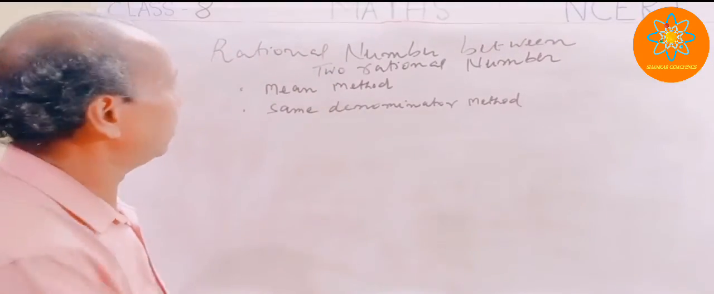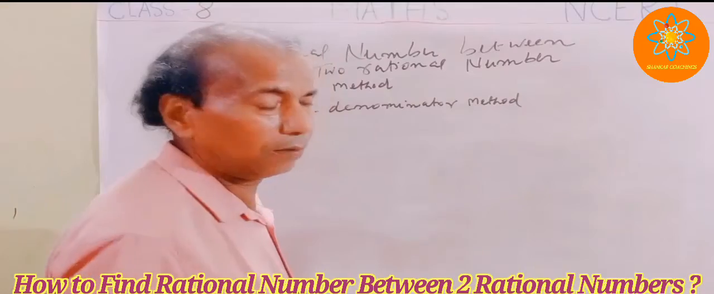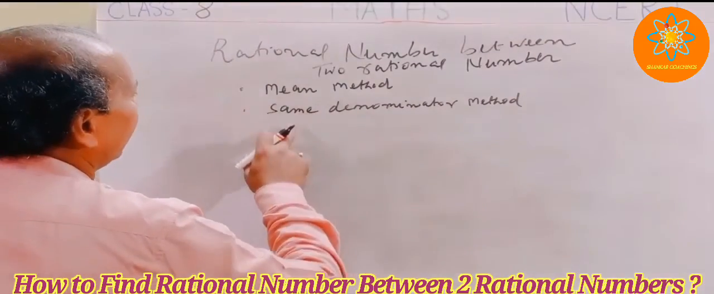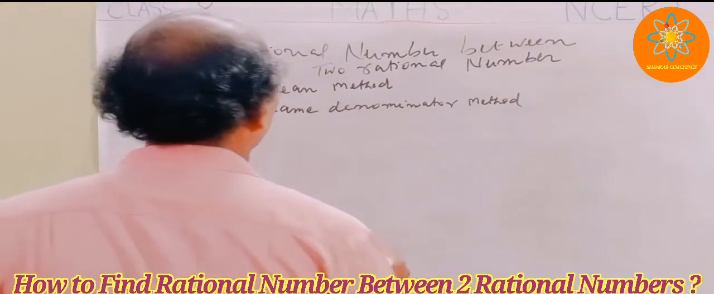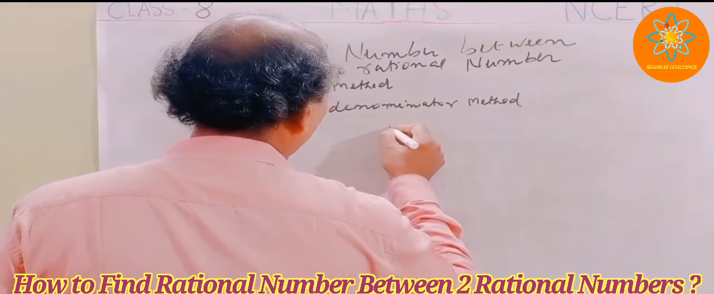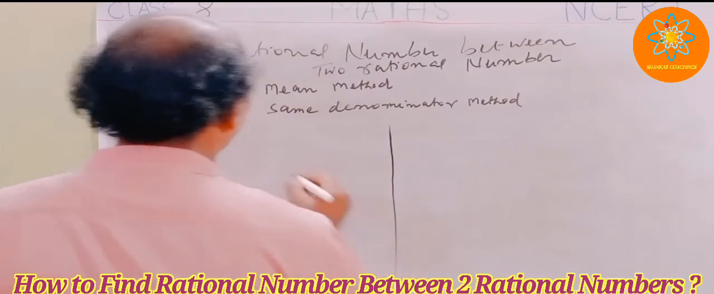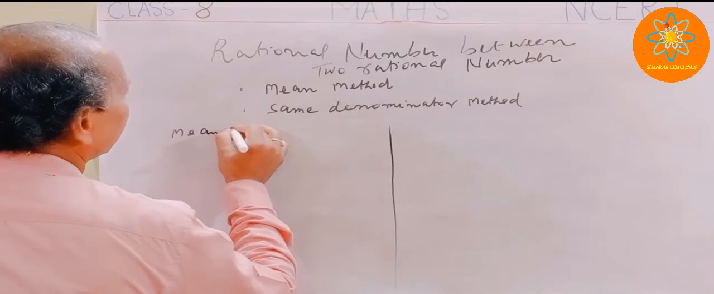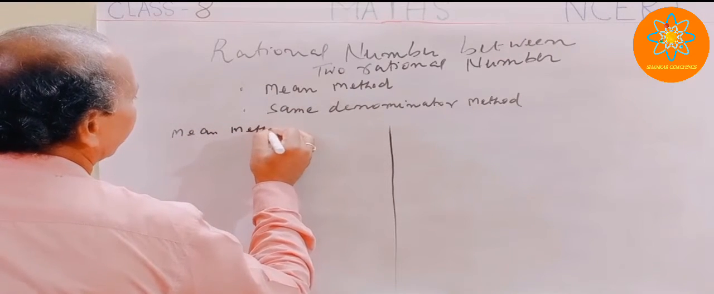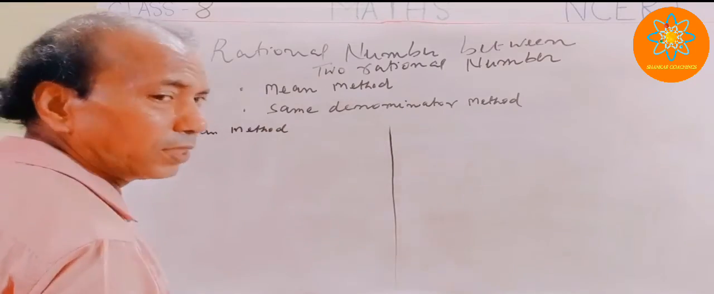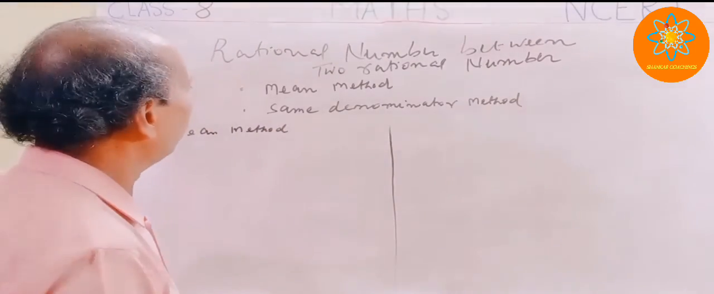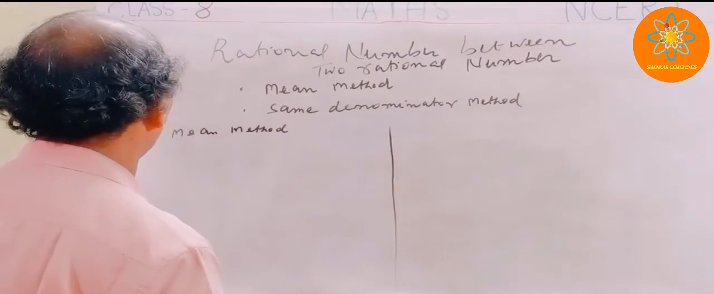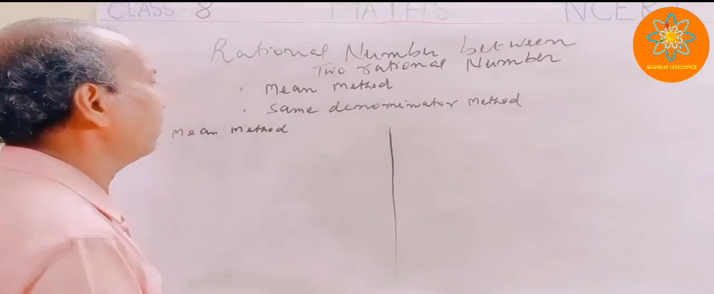Now, how to find a rational number between two rational numbers? For that, there are two methods. One is the mean method, another is the same denominator method. So, first of all, I will discuss the mean method. The meaning of the mean method: if you have two rational numbers and you want to find a rational number in between those two, then you have to find the mean of them.